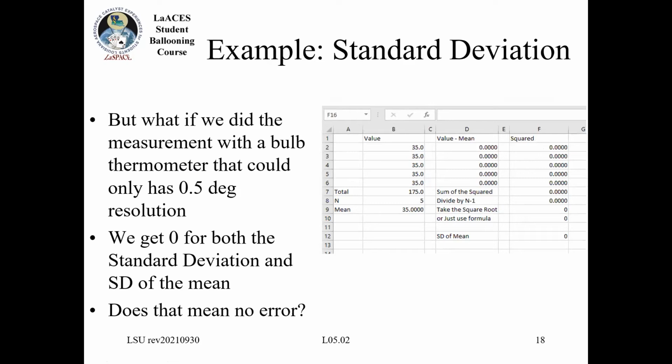So if we did the measurement instead with a bulb thermometer, where I can only read out, say, half a degree. Assume I did 5 measurements that way, and every time it would look like 35, 35, 35, 35, 35. If I repeat all my calculations for that, I will get a standard deviation of 0, because they're all the exact same value. They're all exactly equal to the mean. So that might lead you to think, oh, well, the error is 0, right?